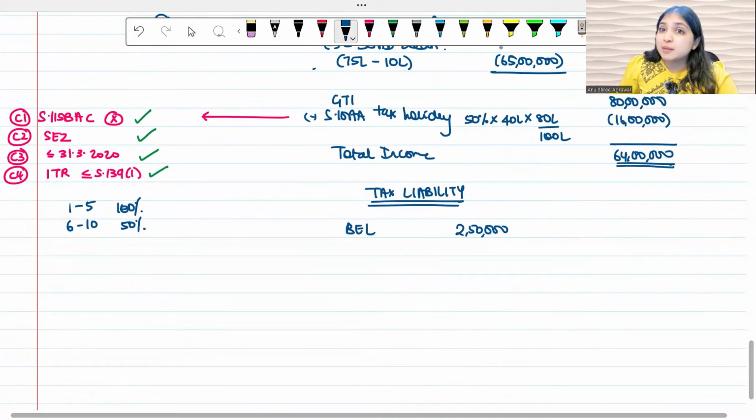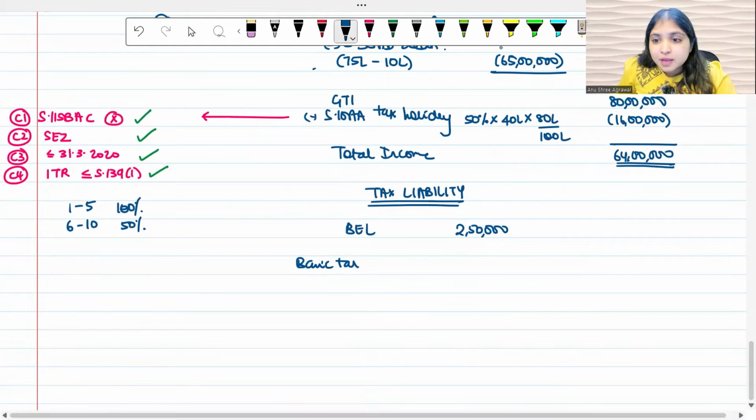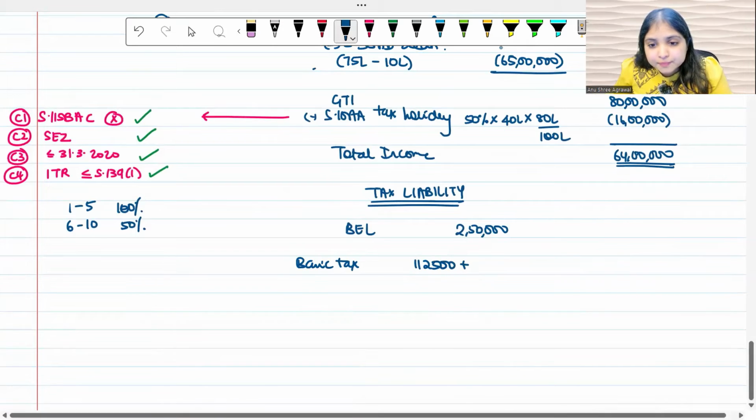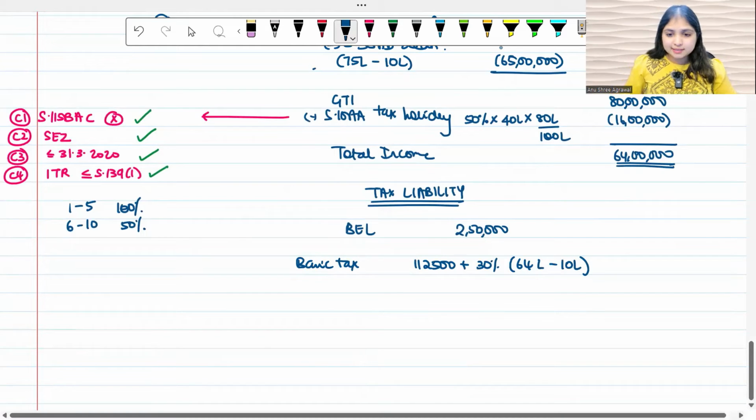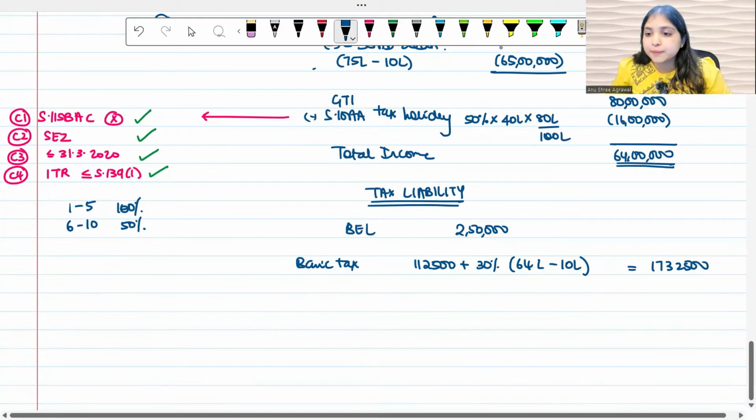My assessee's total income is 64 lakhs. So how will you calculate tax? What's going to be the basic tax? Up to 10 lakh, my assessee will anyways have to pay 1,12,500 plus 30% of whatever income my assessee has earned in excess of 10 lakh. Normal tax calculations. So 64 lakhs minus 10 lakhs into 30% plus 1,12,500. This is going to be 17,32,500.